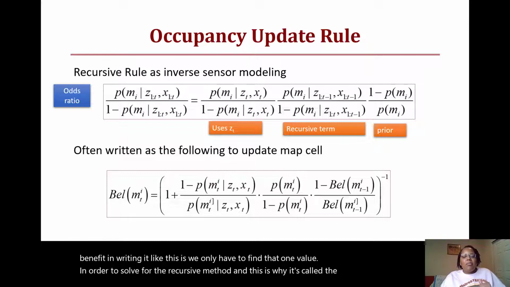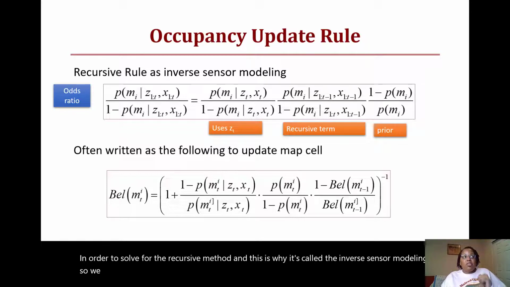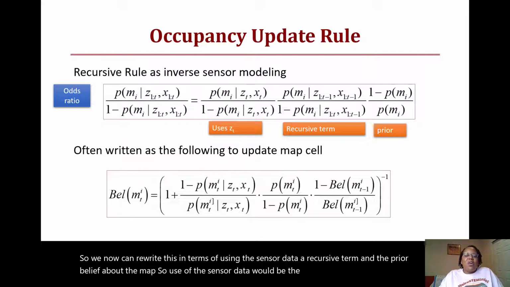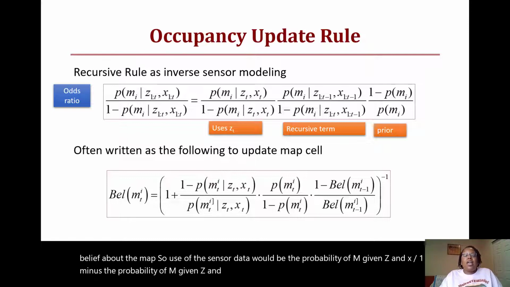So we now can rewrite this in terms of using the sensor data, a recursive term, and the prior belief about the map. The use of the sensor data would be the probability of m given z and x over 1 minus the probability of m given z and x, for one cell in the world at the current time.